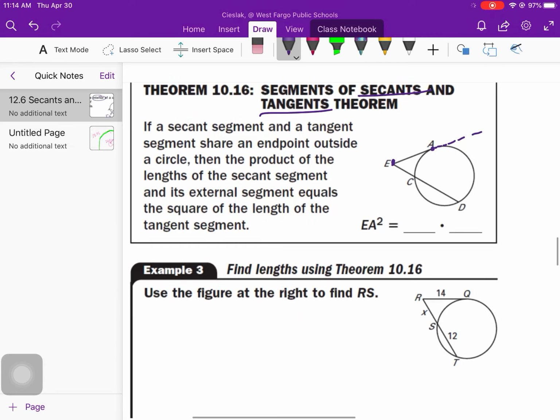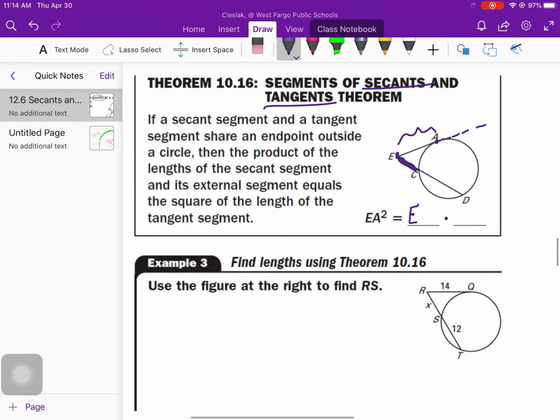Okay, so let's break that down. The tangent is EA, and notice how I'm squaring that. All of that is going to be equal to, this doesn't change from our last one, the external piece or the outside piece of EC, and then I multiply it by the whole thing, which is ED. So external segment times the whole piece. The only thing that's new on this one is that the tangent segment gets squared, because there's nothing else that I can do to multiply it like we did here. It's just one segment, not broken up into two chunks.